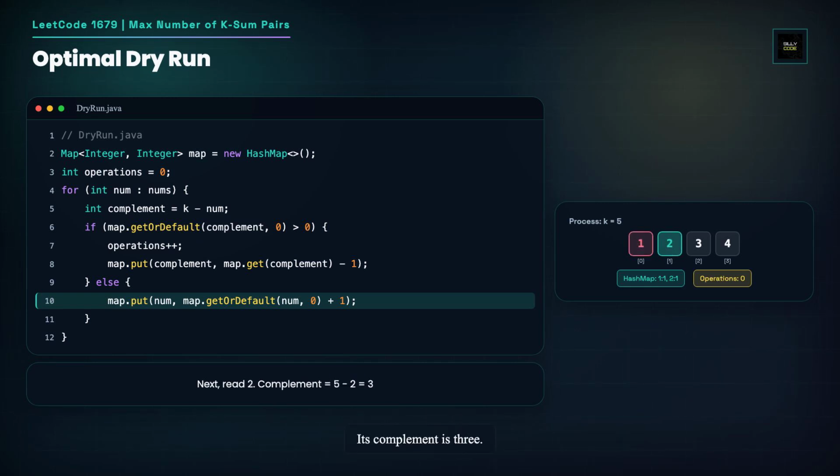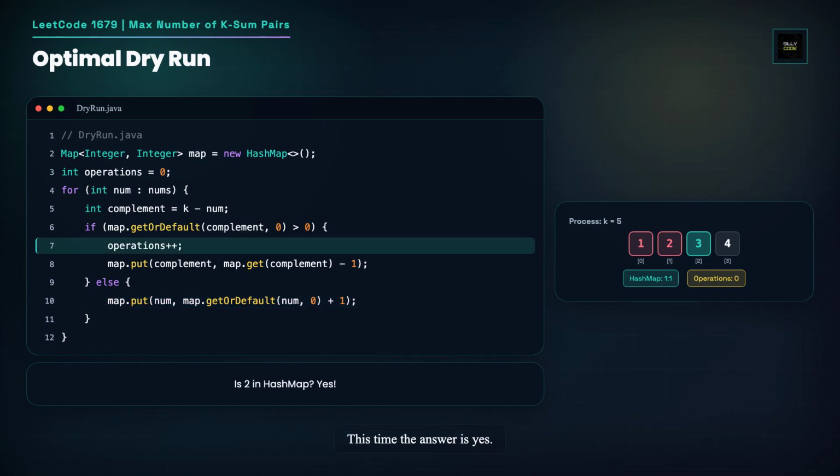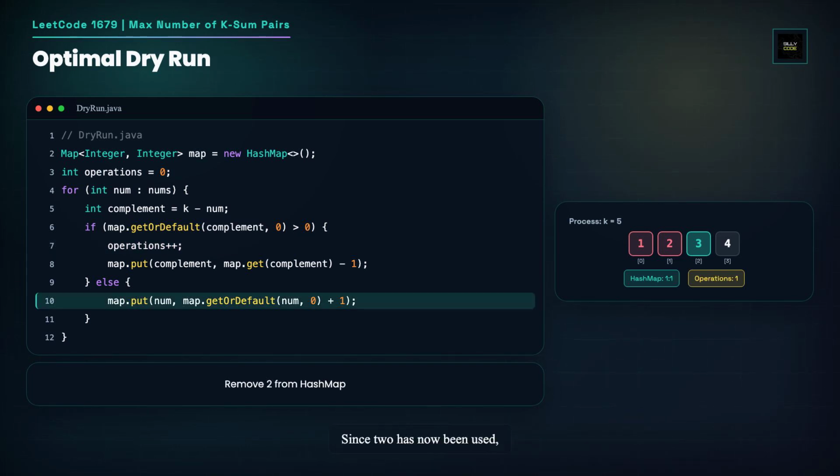Next we read 2. Its complement is 3. Do we already have 3? No. So we store 2. Now the HashMap contains 1 and 2. Next, we read 3. Its complement is 2. This time the answer is yes. We've already seen 2. That means we've found one valid pair. Operations becomes 1. Since 2 has now been used, we remove it from the HashMap.